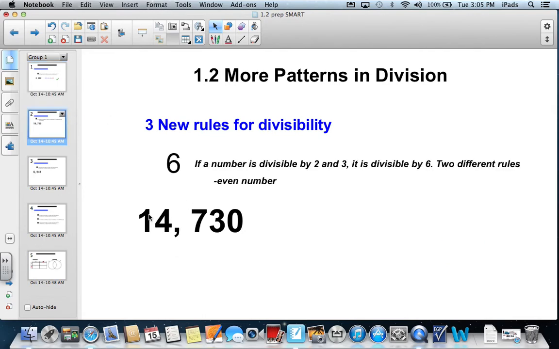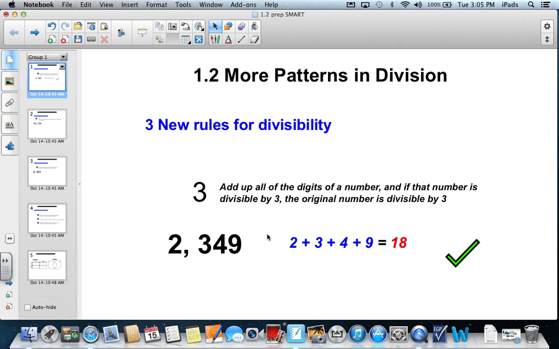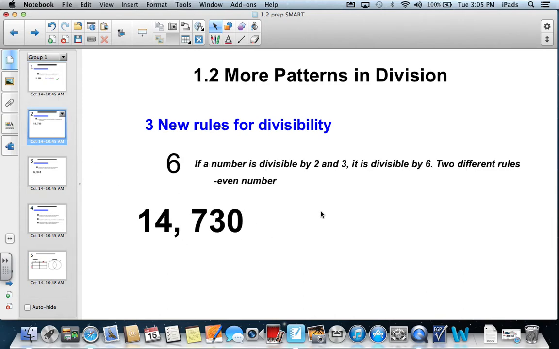Once again, the next one is 6. If a number is divisible by 2 and 3, it's divisible by 6. There's 2 different rules here. Number 1 is the even number for 2 that we said. If it's an even number, 2 automatically goes in. So then we have to look at the 3 that we just looked at. If the digits of a number are added together, and that number is divisible by 3, then the whole number is.